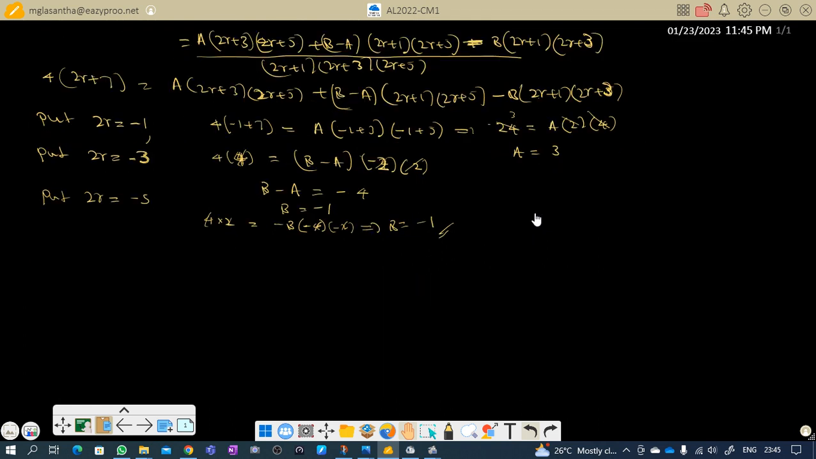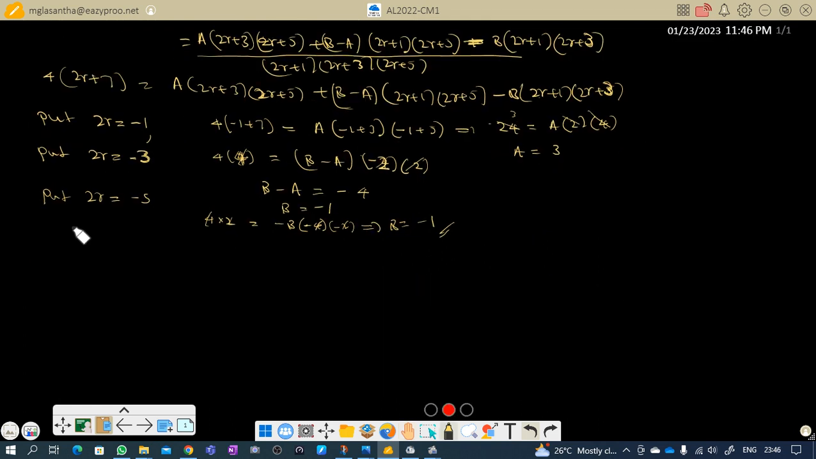Now you can write down clearly. What is FR? FR equals A over 2R plus 1, plus minus 1 over 2R plus K. So this is FR. Now we got FR, therefore UR equals FR minus FR plus 1. So you can substitute values for this.